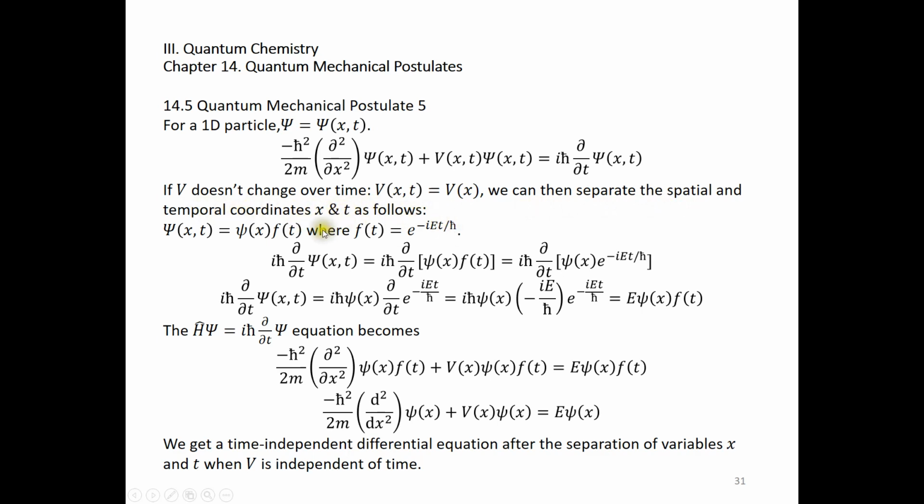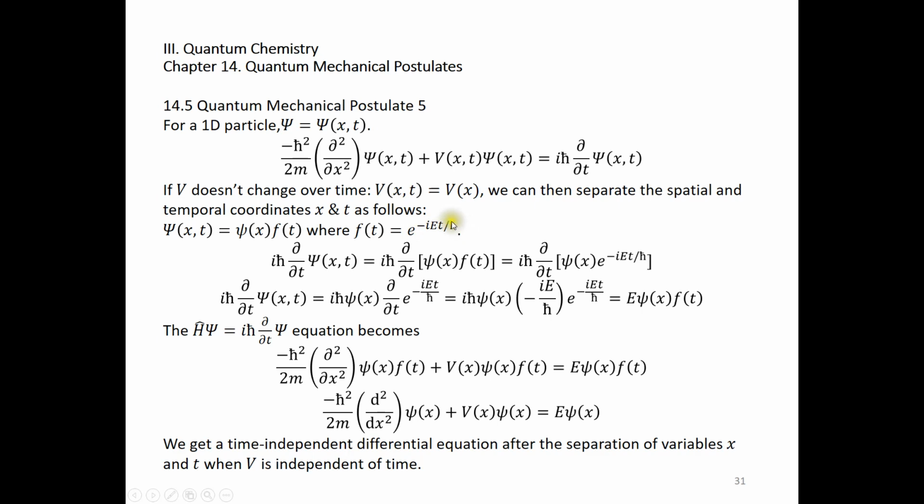We will make a guess of the form of the wave function psi. We're going to take a guess. We say, well, this psi of x and t might be written as the product of a function of x and a function of t. So we have the lowercase psi of x and f of t, where f of t is an exponential function, e to the power of -i E t over h bar. E is the energy of the system, t is time, h bar is the reduced Planck constant.